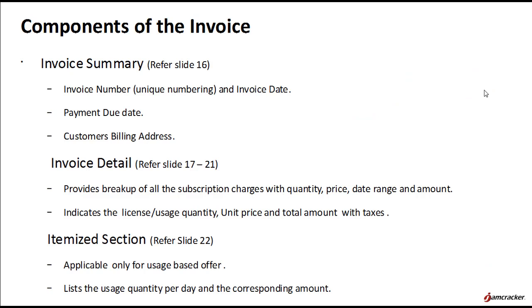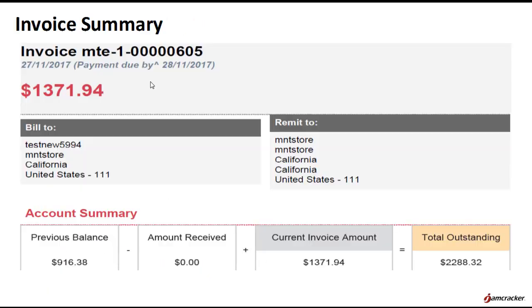A customer can view the invoices as HTML. Also, a PDF format for the invoice is automatically sent to the primary customer administrator as an email attachment. An invoice has the following components: invoice summary, invoice details, itemized usage history. An invoice displays the summarized information for all services on the main or first page with the following details: invoice number and invoice date, payment due date, customer's address, account summary.